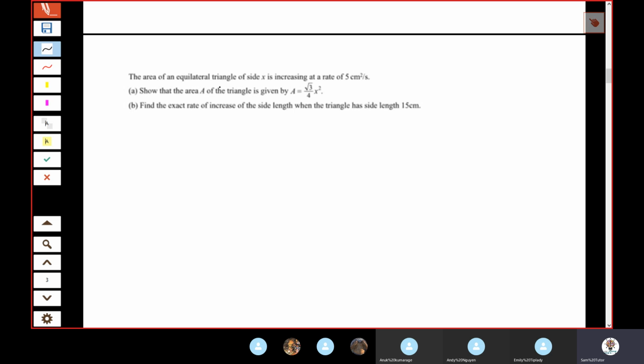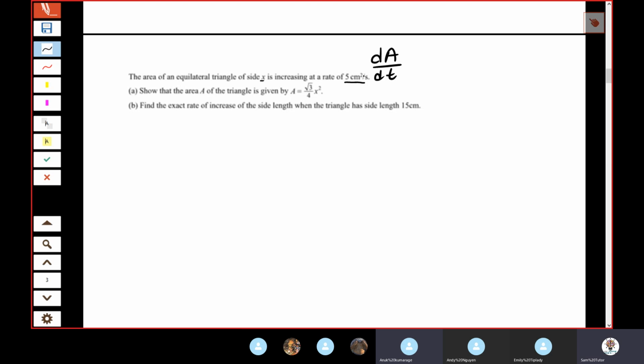The area of an equilateral triangle of side x is increasing at a rate of 5 centimeters squared per second. What do I write? D what? dA over dt. Good. You started to realize that. And how did you know it's dA over dt? Oh, because it said area and it's saying rate, per over time.